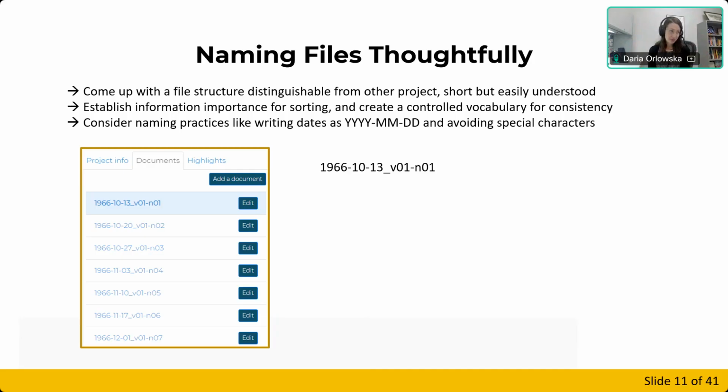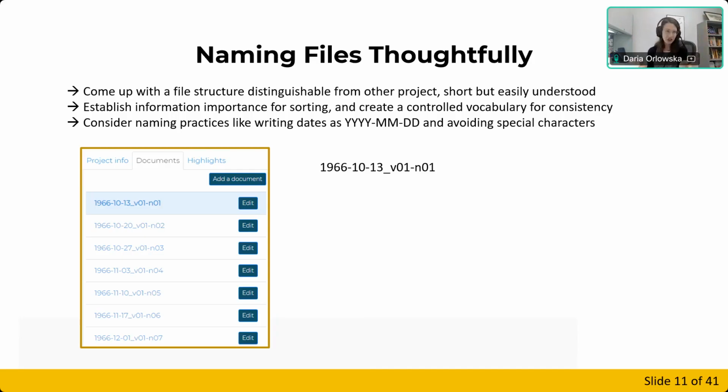So here I have an example from a TAGAT project in the past where we have this example of a file name. It's 1966-10-13 underscore V01-N01. And this is specifically from an issue of the Western Activist, which was a student-run magazine or newspaper from the late 1960s, early 1970s. It was a countercultural newspaper run by students talking about issues that they felt were not being addressed at the university. So this gives us a lot of information already, right?